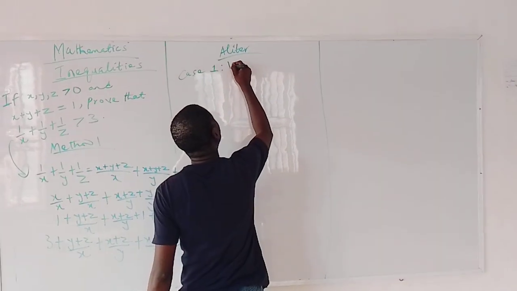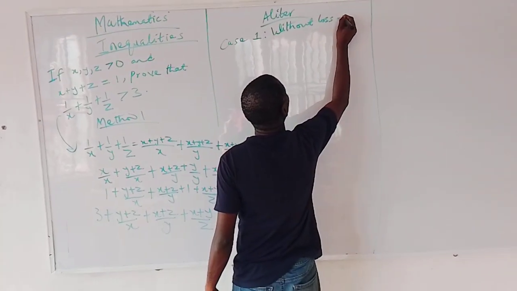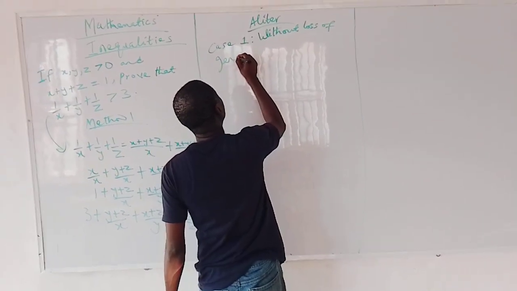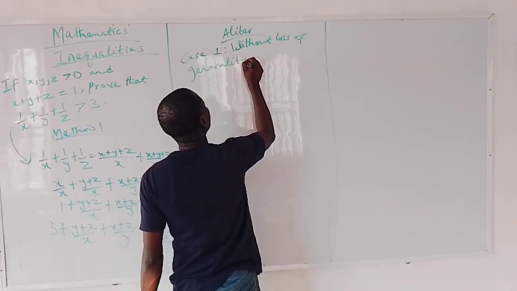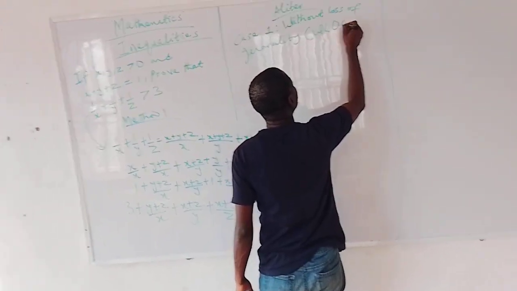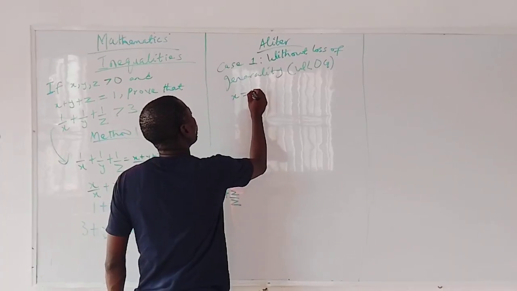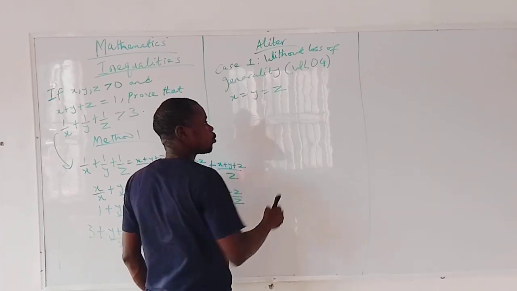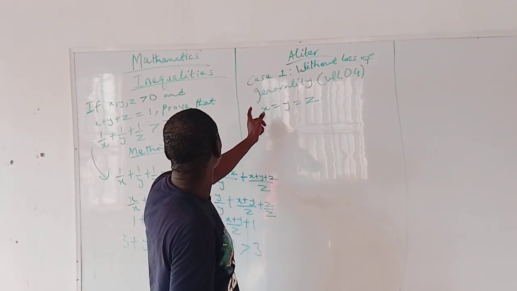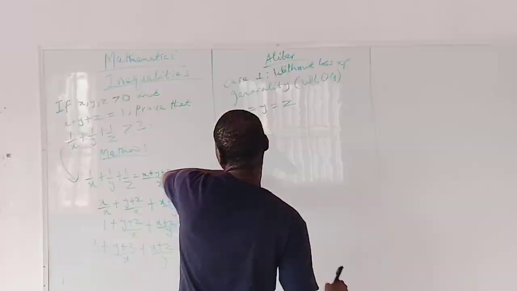I can now say, without loss of generality, I can short form it as WLOG, without loss of generality. X is equal to y is equal to z. So I can make any one to be the variable. So that was the reason I said without loss of generality.